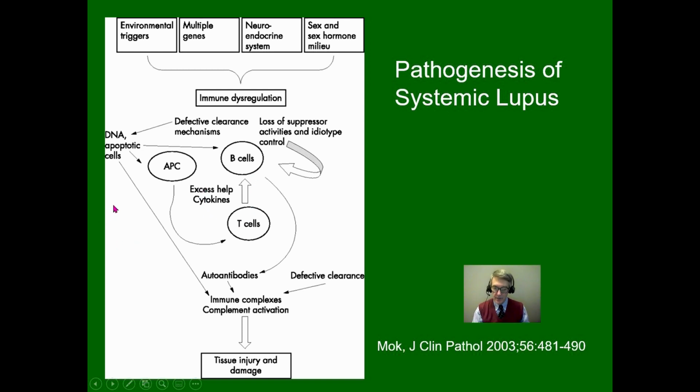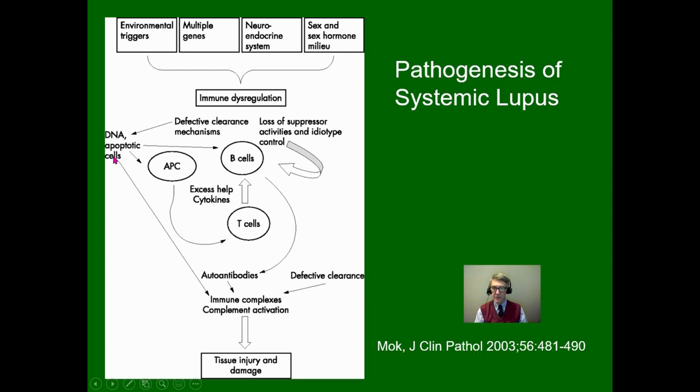This is a diagram by Mock and colleagues that suggests possible pathways that can occur with the immune system and lupus, leading to immune dysregulation and loss of function. What they show is apoptotic cells presenting material to the macrophage or the antigen presenting cell, and for some reason that is then presented to the T cell, causing an immune response.